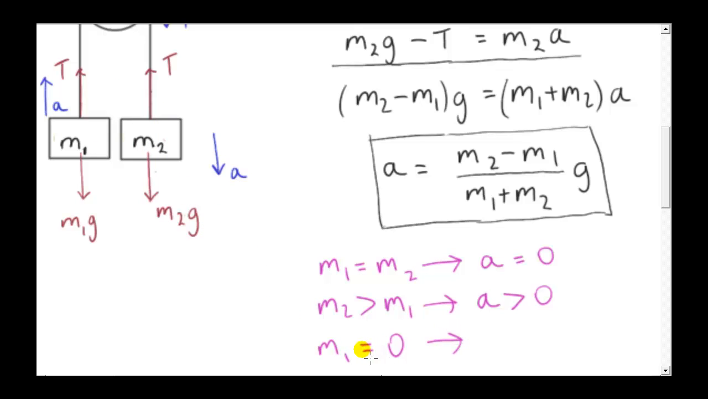Also note what happens if m1 is 0. If we put 0 in for m1, we get a equals m2 over m2 times g. That's just 1g, so a will equal g. So that makes sense. So if this mass is 0, well, m2 will fall with acceleration equal to the acceleration due to gravity. Basically we have free fall for mass m2.